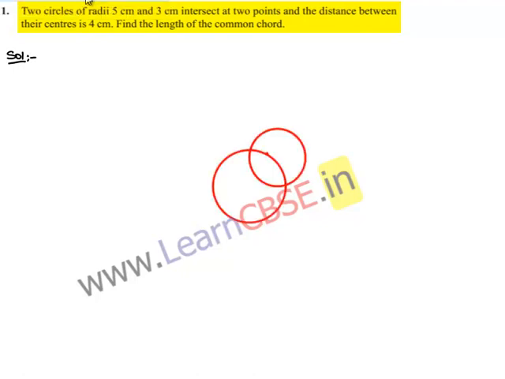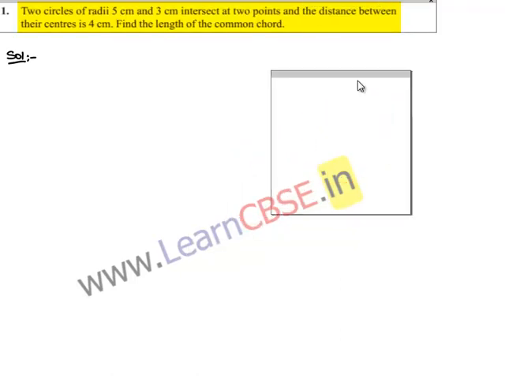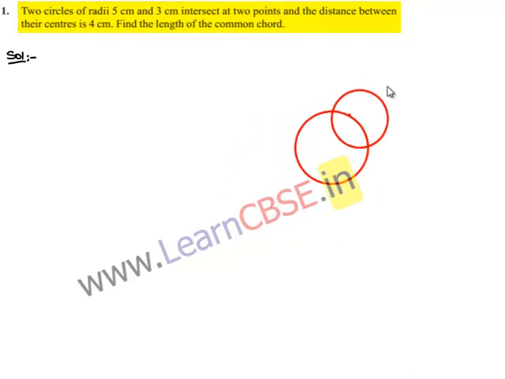Let us consider two circles intersecting at 2 points, as shown in the figure. Let those points be A and B. Let the centers of the circles be O and O dash. Here it is given that the distance between their centers, OO dash, is equal to 4 centimeters.